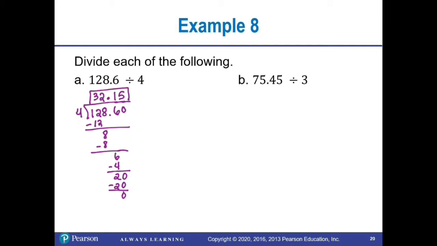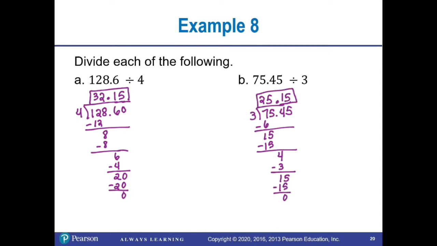Now let's look at part B. We're dividing 3 into 75.45. The decimal point in our quotient, the quotient is the answer when we divide, is lined up with the decimal point in the dividend. 3 goes into 7 2 times with 1 left. Bring down your 5. 3 goes into 15 5 times with none left. Bring down the 4. 3 goes into 4 1 time with 1 left. Bring down the 5. 3 goes into 15 5 times with none left. And so our answer is 25.15.